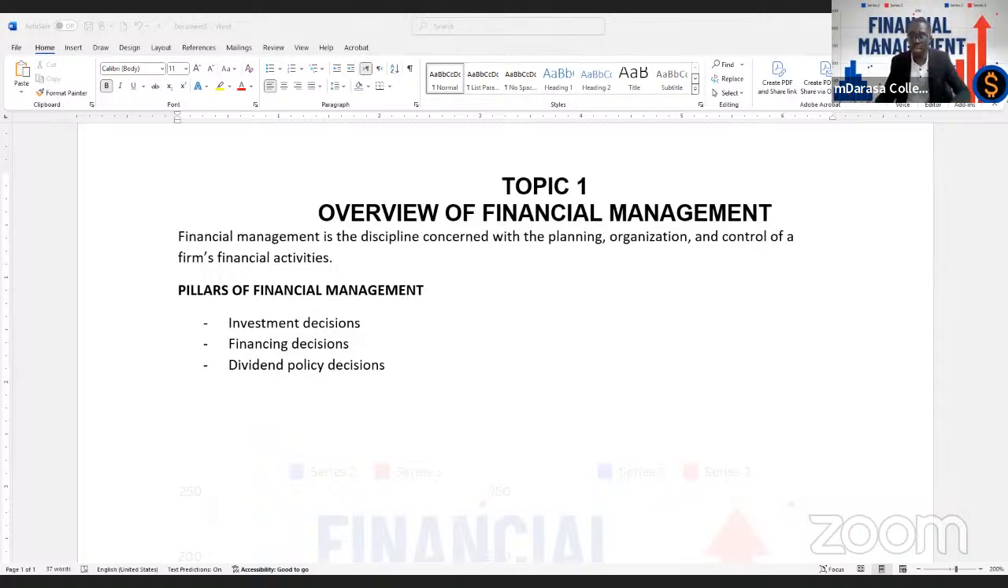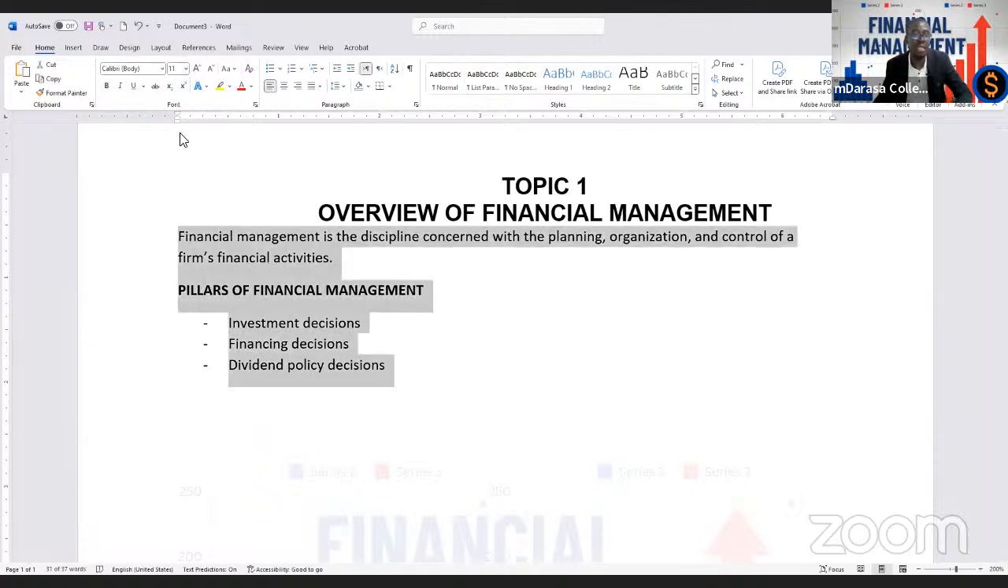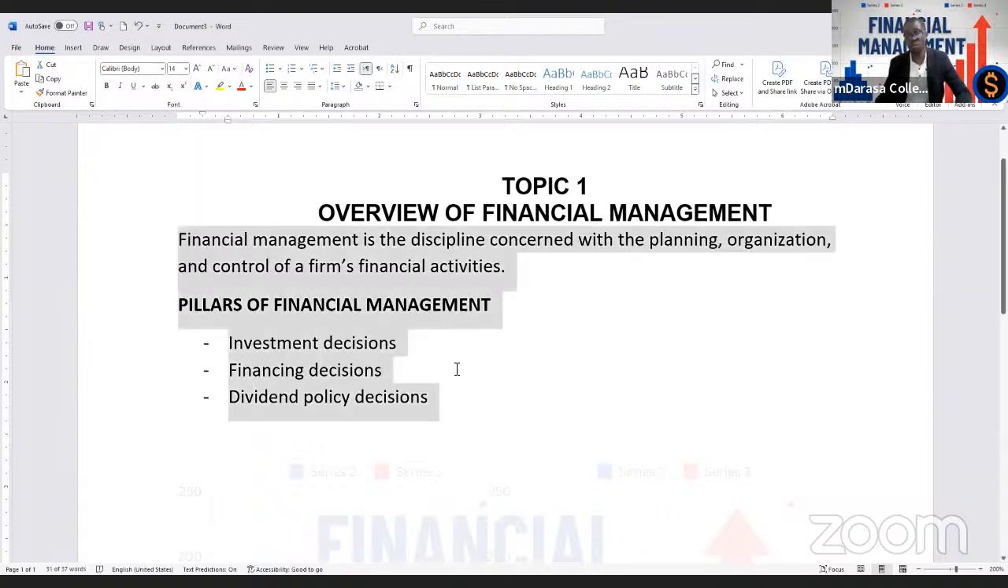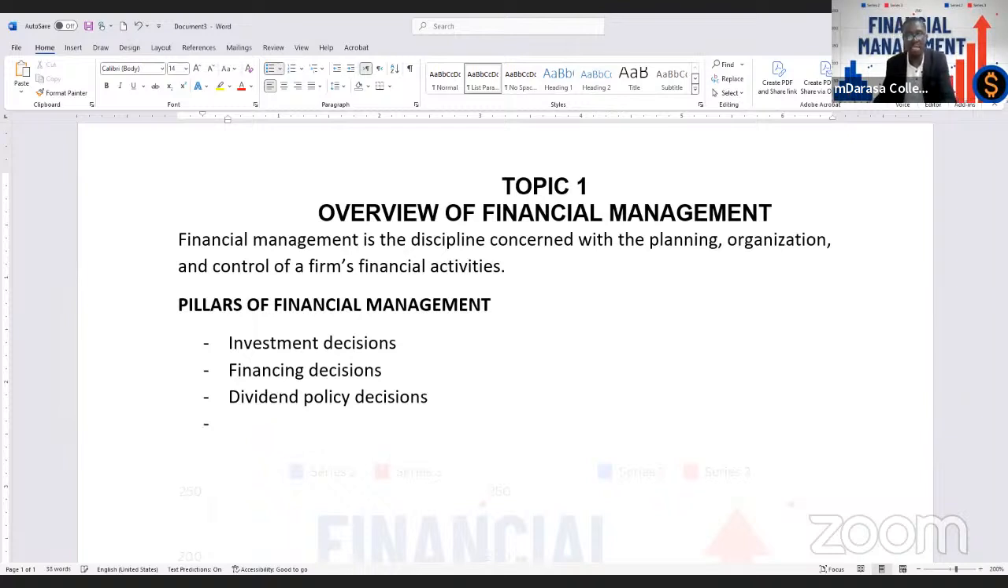And you realize that throughout our course, these are some of the topics that we'll be getting as we proceed. Many a time we'll be looking at these topics as we proceed. So we are done with this part of understanding what financial management entails.